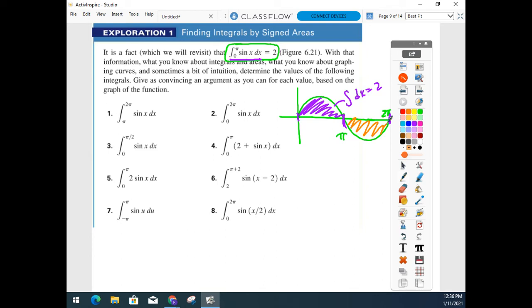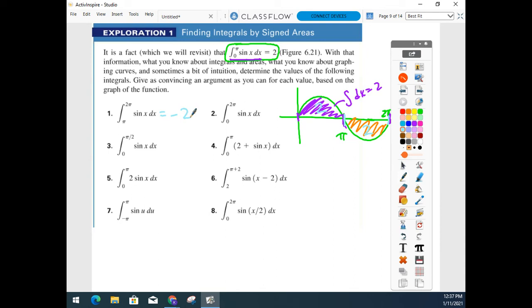This area would be the same as this area. So that means this is 2. The area of both regions is 2. But the integral value from 0 to pi, because it's above the curve, above the x-axis, is a positive 2. The area from pi to 2 pi is below the x-axis, so it's a negative 2.